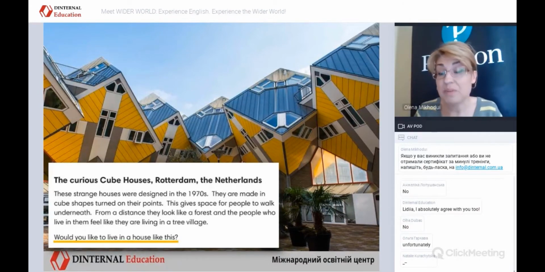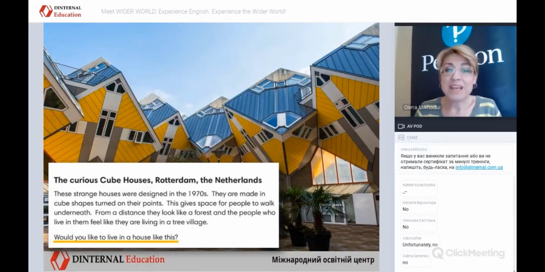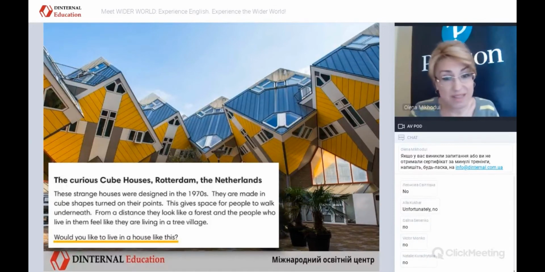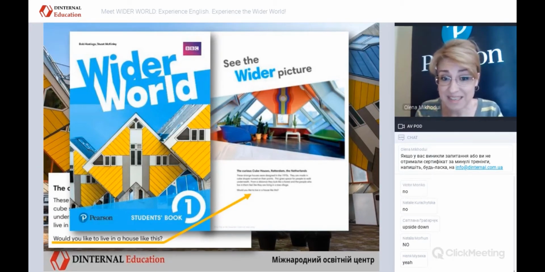And I can't imagine, well, people live there. I can't imagine what it's like to live in a house like this. I hope the floor is even and you're not sliding down. However, I can clearly imagine my students starting a discussion about that because they like such unusual things. So actually, this is what students see on the cover of the first level of Wider World. And when you open the book, you can see what the house looks like from inside. Looks very modern, very bright, very normal.